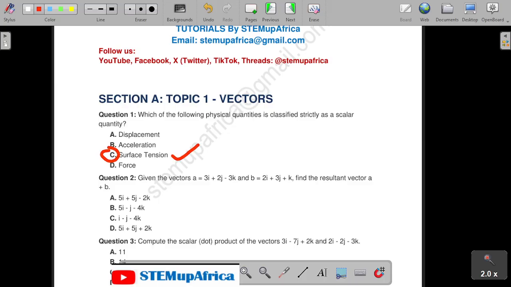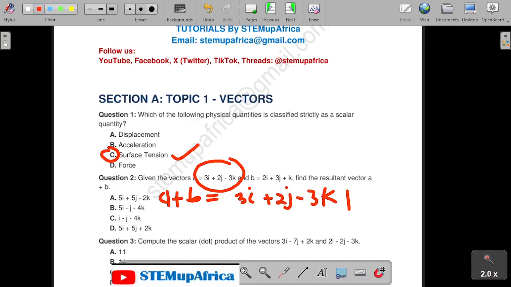Then let's look at question number 2. Given that A is the vector and B is the vector, find the resultant vector of A and B. So A and B means I have to sum both of them. I'm having A plus B. Vector A is given to us as 3i plus 2j minus 3k, plus vector B, 2i plus 3j plus k.